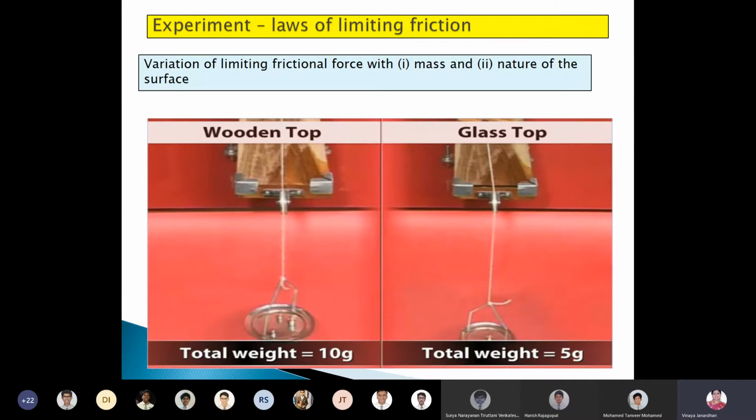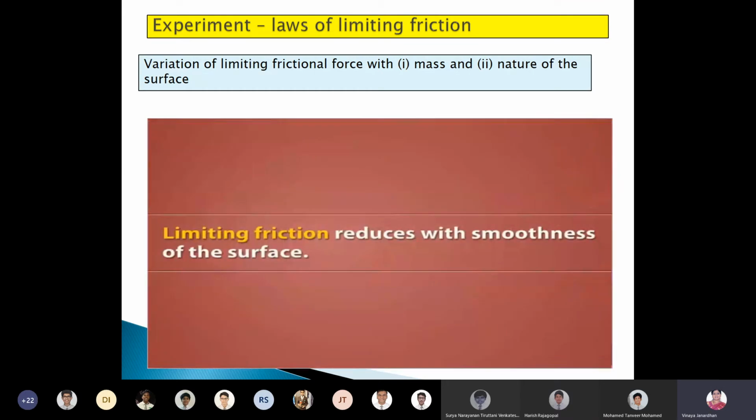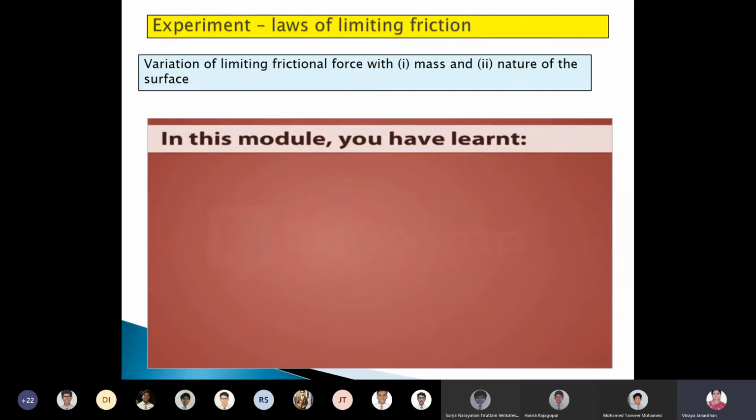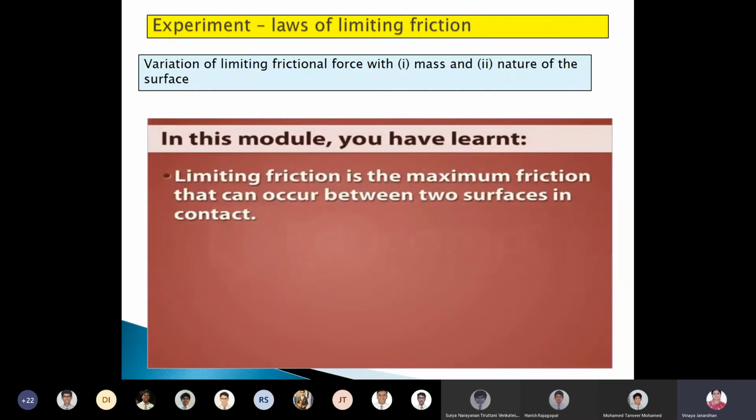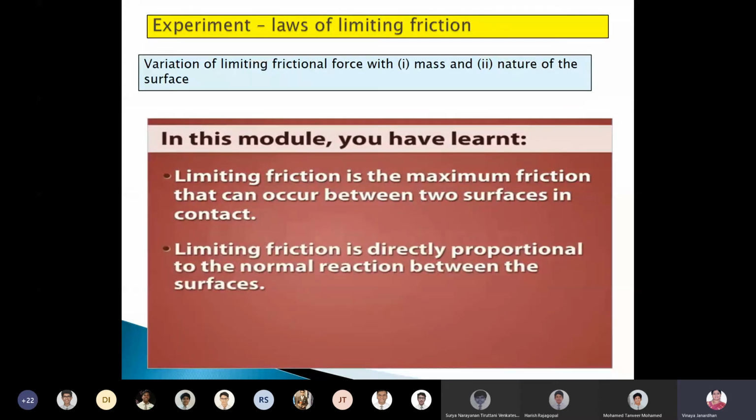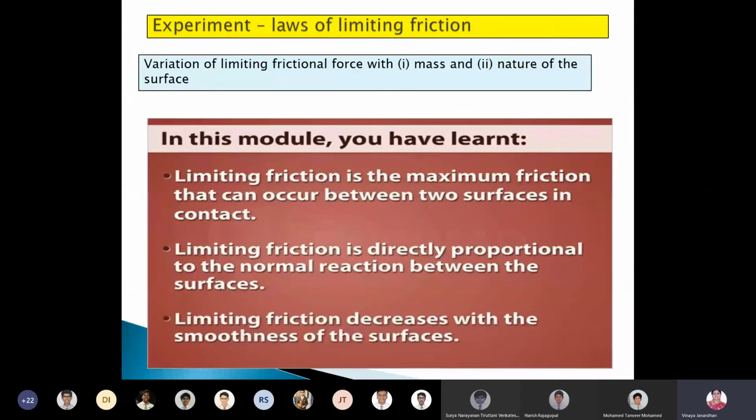So on glass top, you need only 5 grams to pull the object, which means on a smoother surface, your object can slide at a faster rate because your frictional force is very less. So limiting friction reduces with the smoothness of the surfaces. It is directly proportional to the normal reaction. Right.